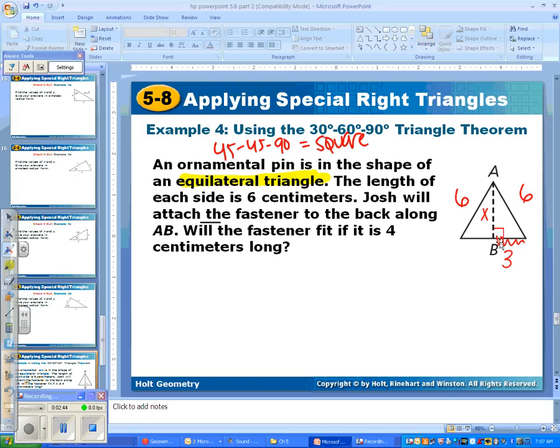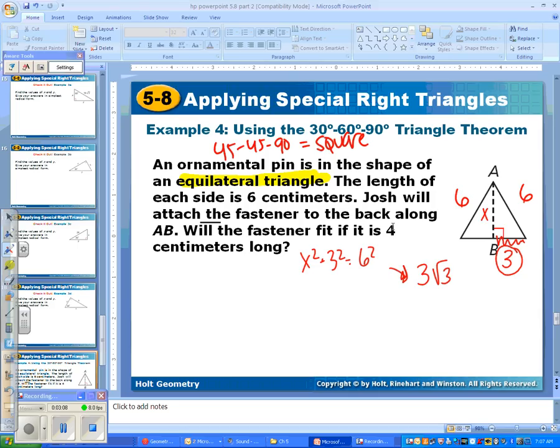And now you can use Pythagorean theorem if you want, but remember the shortcut, once you know what the shorter leg is, it is just going to be 3 radical 3. Again, you could still use Pythagorean theorem. X squared plus 3 squared equals 6 squared. You're still going to get 3 radical 3. And then you're going to have to pop that into your calculator and see if the fastener will fit, if it's 4 centimeters long.